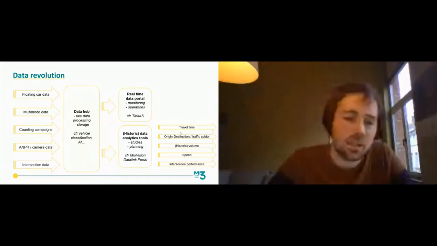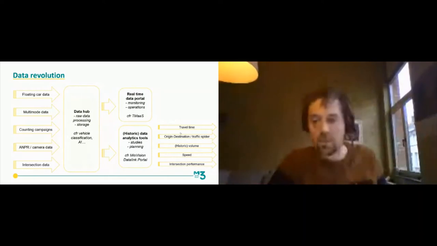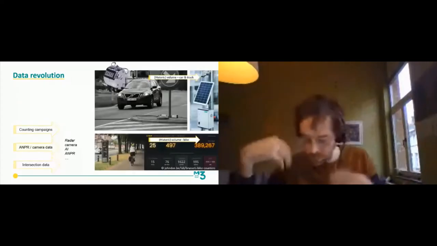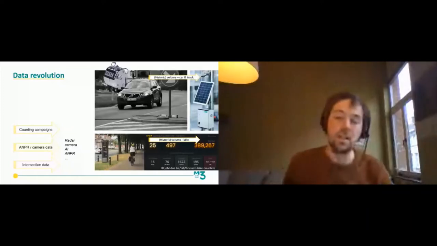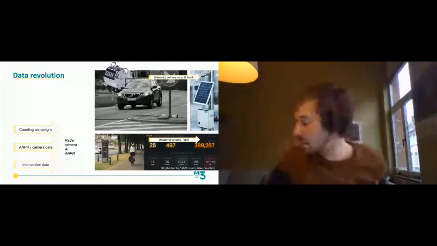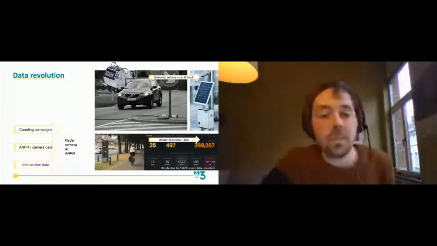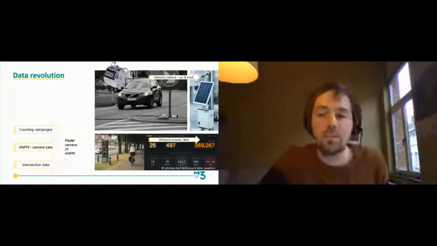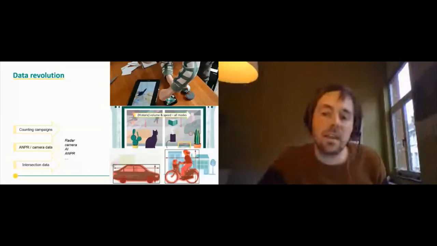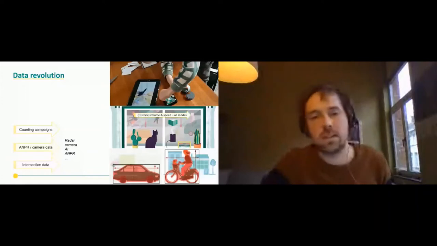Of course, there are still counting campaigns, and in the past we had manual counting and these classic tubes, but in the future we will have more and more continuous ANPR technology, and also continuous counting, for example, with this Siemens TO5 module, or with the bike counters. And again, Telram is also a good example, as I explained, because it's multimodal. So it gives insights in mobility data, but not only for cars, also for pedestrians and cyclists.